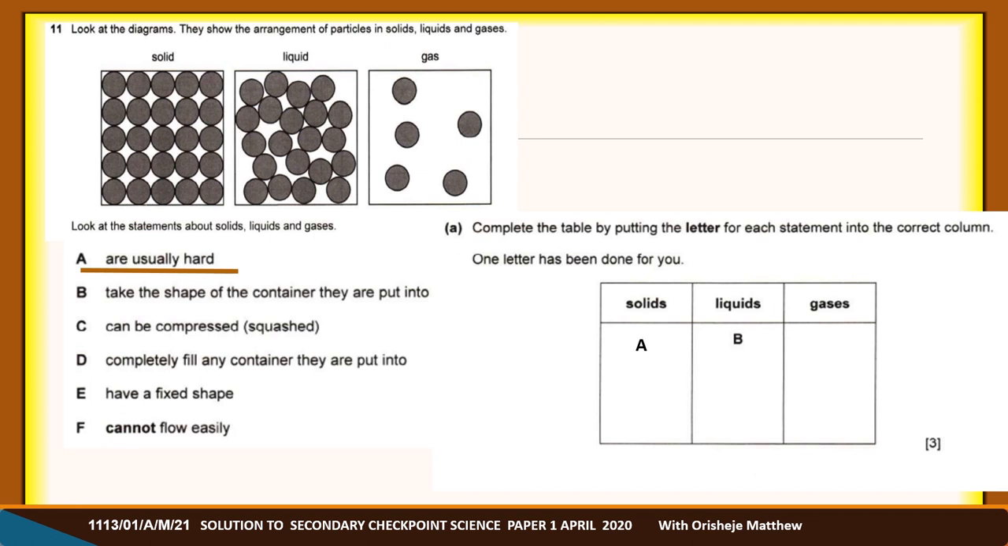It takes the shape of the container it is put into. Completely fills any container it is put into, that is gas. Has a fixed shape and cannot flow easily, that is solid. Cannot flow easily, but flows, sorry, that is liquid.